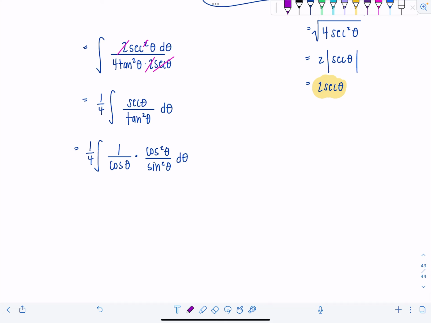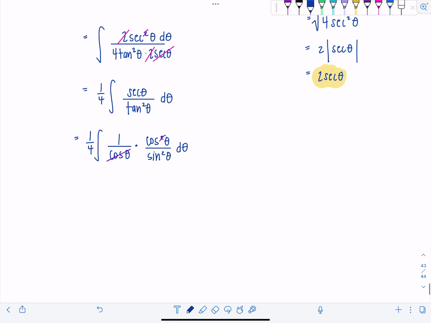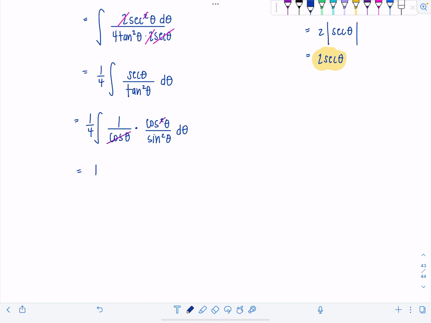Okay, and then we can cancel a cosine. I hope that was satisfying for you. I liked it. And let's see where we are now. Is life any better? 1/4 integral cosine theta over sine squared theta d theta. Yes. Oh, I'm so happy.